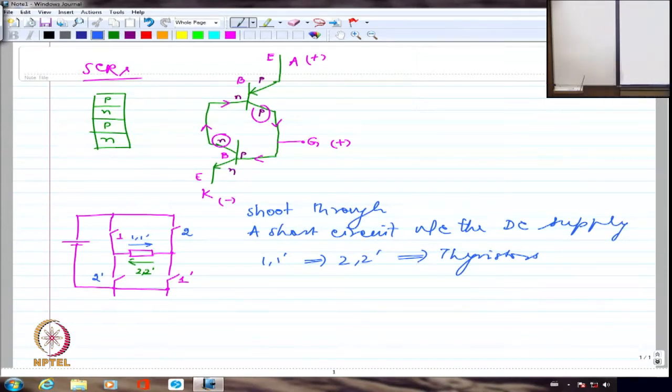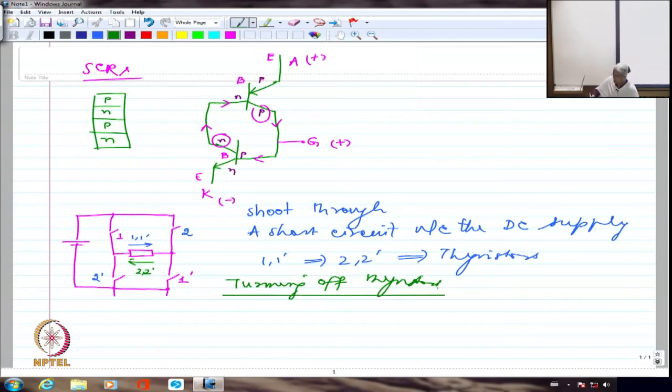So whenever I have to use a thyristor in a DC circuit with the input as DC, I have to have some additional circuits to make sure that they are turned off well in time. Whenever I want to turn them off, I have to use this additional circuitry to make sure that they are turned off well in time. Those additional circuitry which are meant for turning off the thyristors or SCRs, these are generally known as commutation circuits.